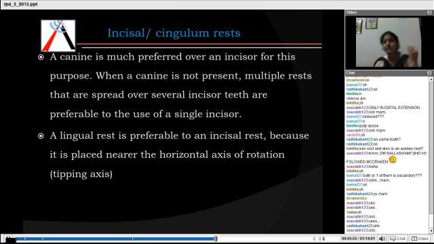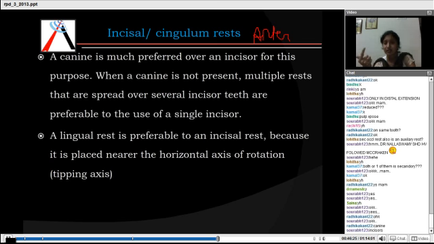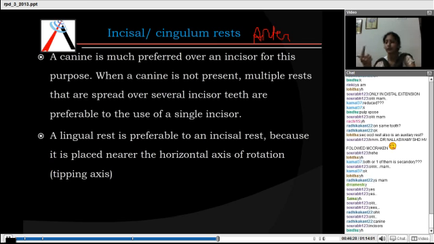Next is incisal or cingulum rests. These are also known as anterior rests. Anterior rests are nothing but the rests which are on the anterior tooth. Now they can be either on the incisal surface or they can be on the lingual surface. There are two things you need to know here. Which are the anterior teeth which can be used for such rests? The incisors and the canines. And which are the two surfaces? The incisal and the lingual. So there are two types of teeth and two types of surfaces.